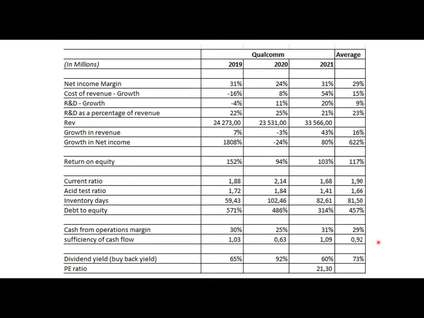Considering the amount of debt it has, it does generate enough cash from operations to settle debt, which is very, very good.